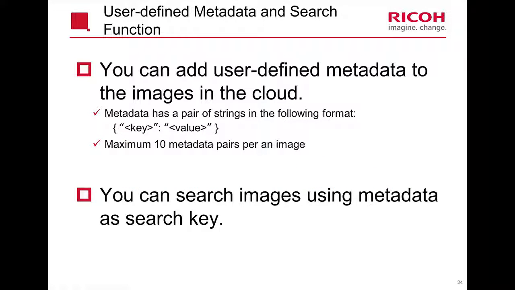We have added user-defined metadata and search function. You can add metadata to the images in the cloud. Metadata is a pair of strings in the format opening brace, key string, colon, value string, closing brace. We can define up to 10 metadata pairs per image. You can search images using metadata as the search key.